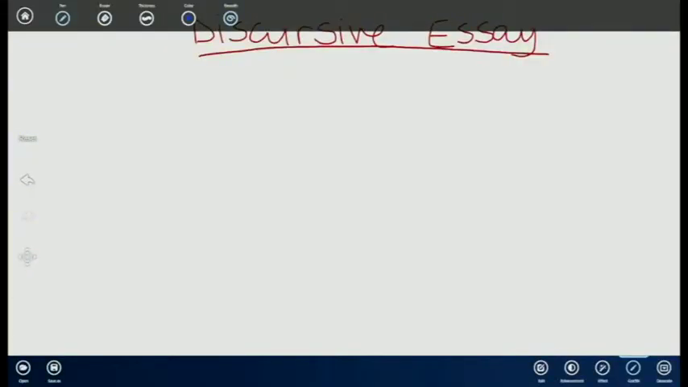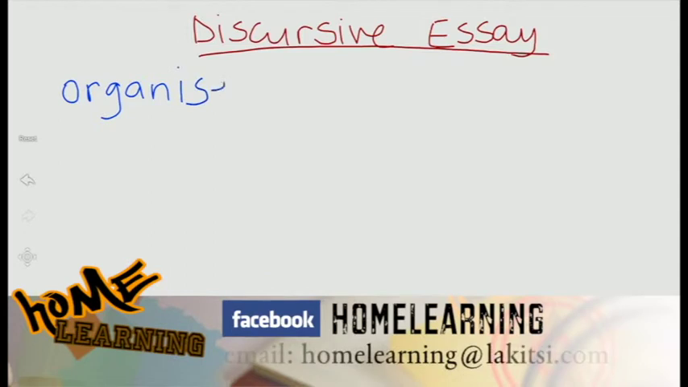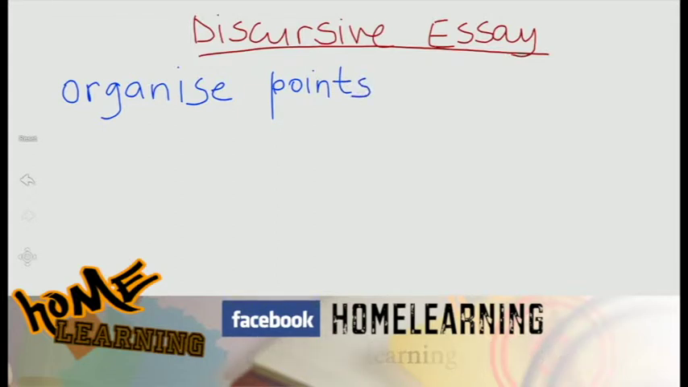So for a discursive essay, you need to show that you understand and appreciate both sides of the argument, which then means that whenever you have to organize, because that is the one important thing that we have to do for every writing, even if it's just a composition, be it a narrative, descriptive or what, we need to organize our work. We need to organize the points that we're going to present, all right? So in organization of the points in a discursive essay, make sure that you organize the points.